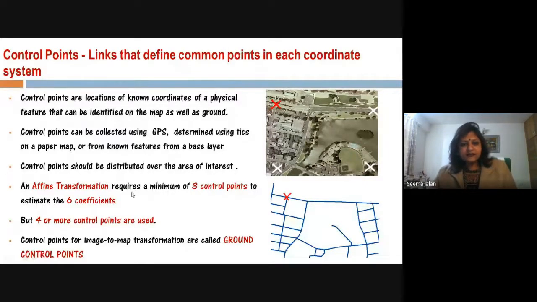An affine transformation requires a minimum of 3 control points to estimate the 6 coefficients. But we should also be conscious about the error. So instead of 3, we use 4 control points minimum. The minimum number of control points for an affine transformation is 3.